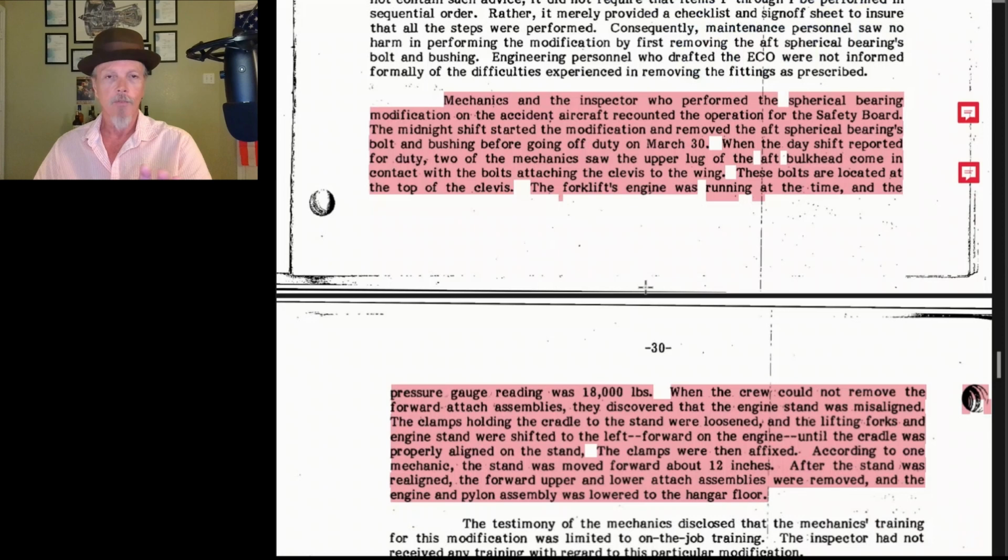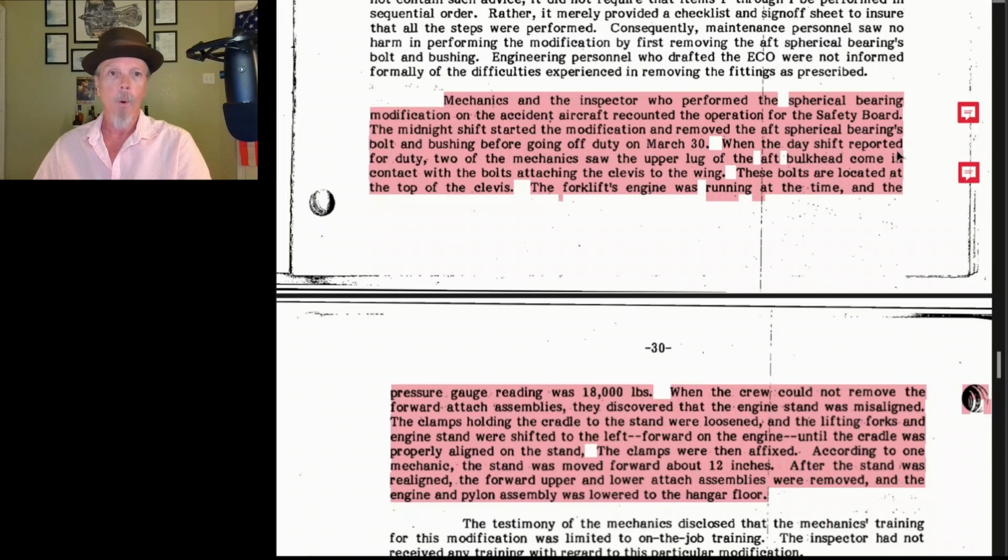This is what the NTSB says, and this is what mechanics told him what happened. So mechanics and the inspector who performed the spherical bearing modification on the accident aircraft recounted the operation for the safety board. The midnight shift started the modification, removed the aft spherical bearings, bolt, and bushing before going off duty. So they removed the thing that was supposed to be removed last first, and then they left their shift.